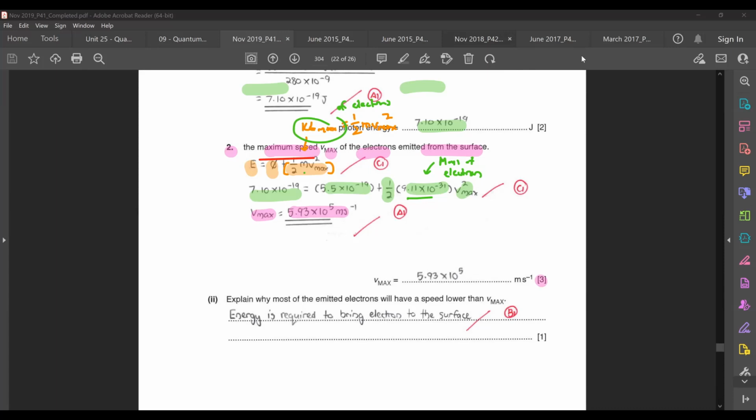Then next part of your question, explain why most of your emitted electrons will have a speed lower than Vmax. It's a bit similar to the previous questions that you have done before, where they ask you to explain why your KE of some electrons is less than the maximum. They're asking you to explain why the speed of some electrons emitted is less than the maximum. So you use back the similar answer where you say that energy is required to bring electrons to the surface in the first place.